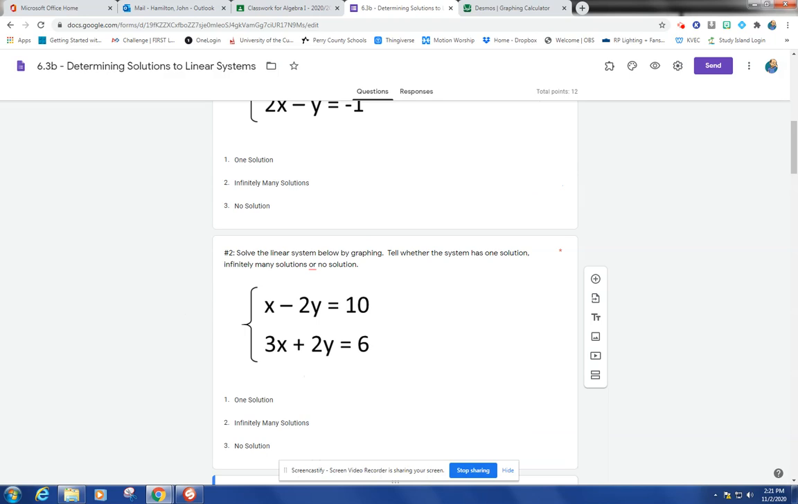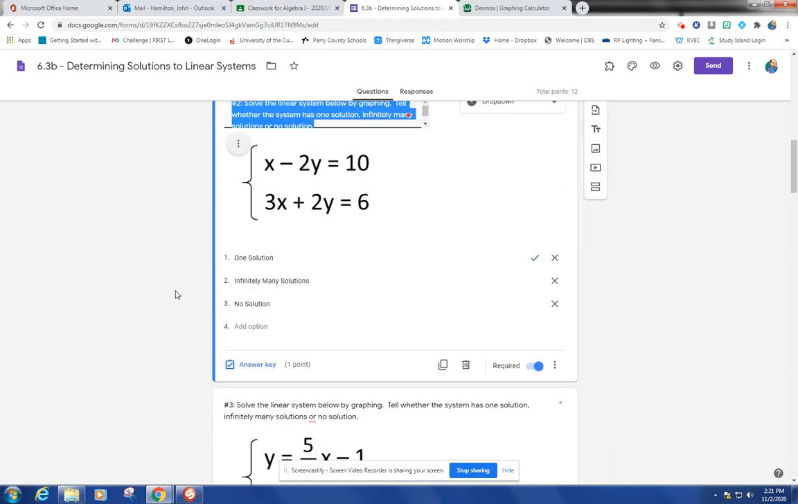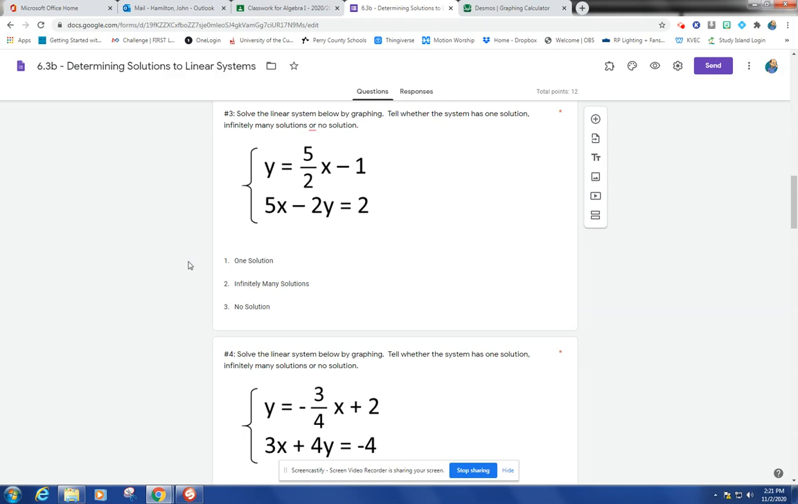So let's look down at number 3. We'll look down here at one more. Let me click on 2 here, and then we'll go down to 3. All right, number 3. It says solve the system below by graphing. Tell whether the system has one solution, infinitely many solutions, or no solution.